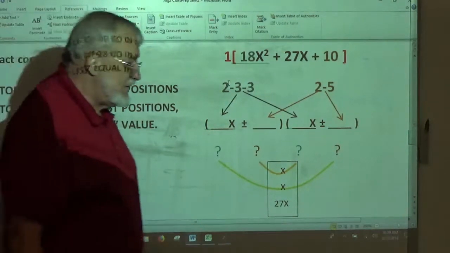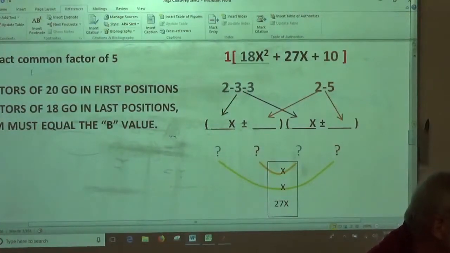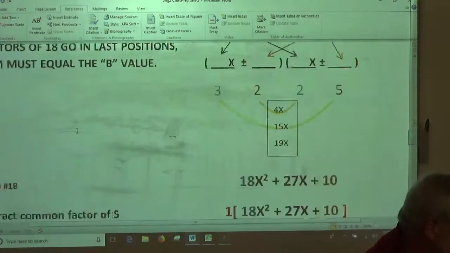I didn't change these numbers here. While you're doing that, I'm going to do some editing. Okay, can I move this page? You working on it? Okay.